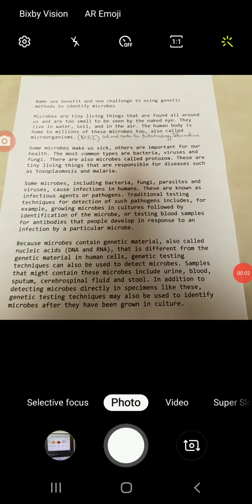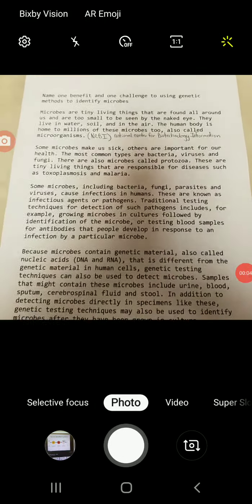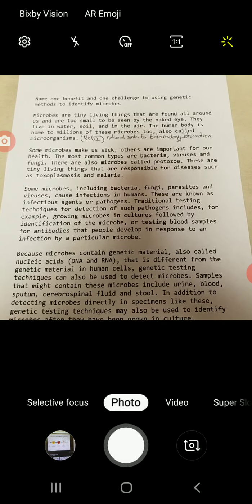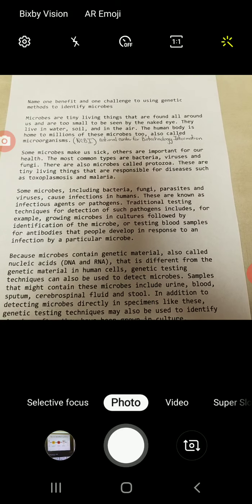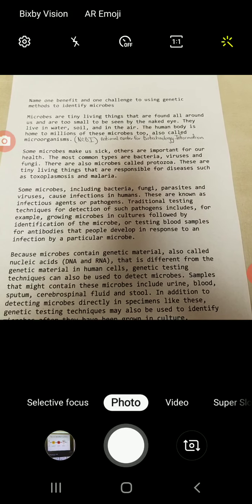My name is Natasha, and this is my homework. I will be talking about naming one benefit and one challenge to using genetic methods to identify microbes.